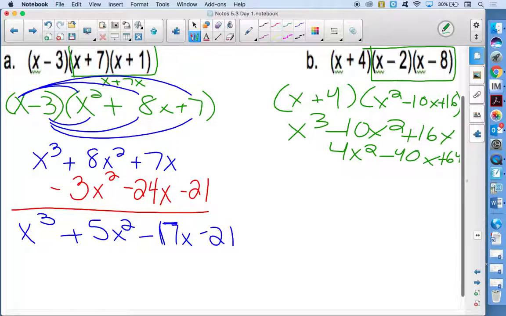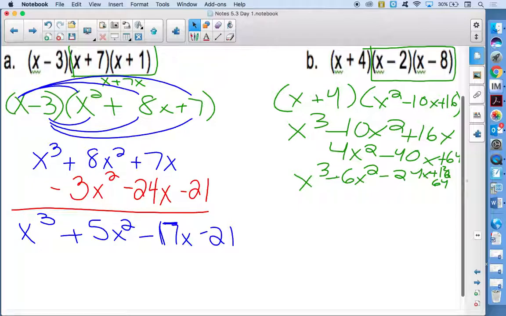And then your final answer will come out to be x cubed minus 6x squared minus 24x plus 16 plus 64. Yes, plus 64. There you have it.